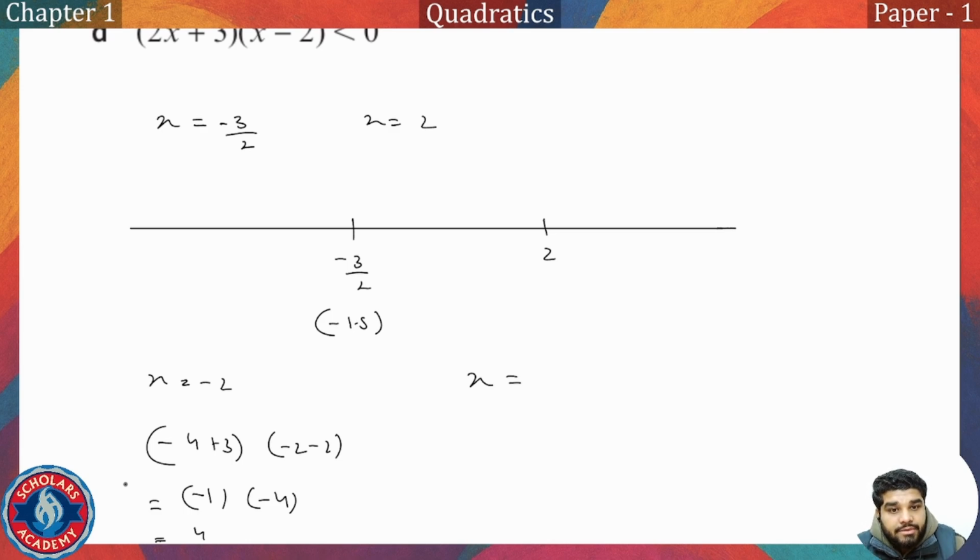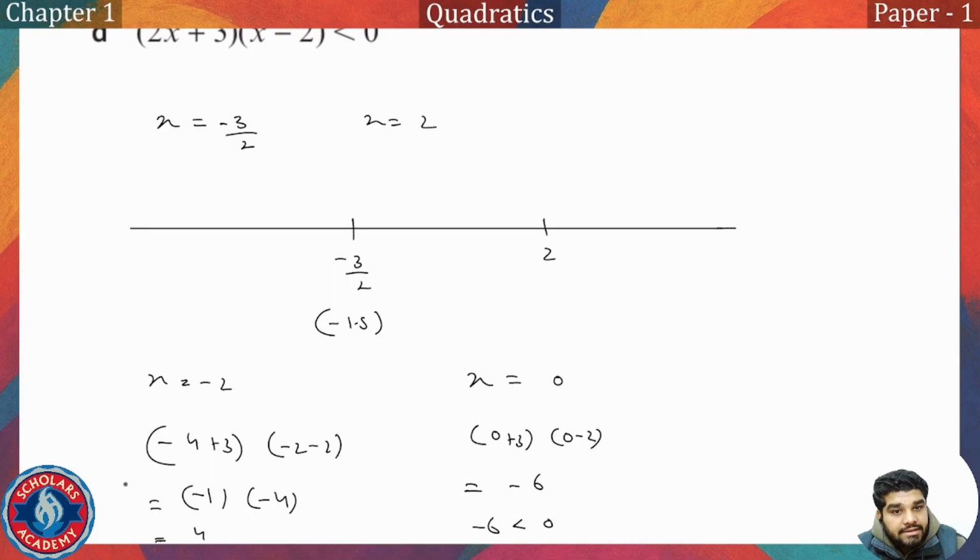X is equal to 0, in between negative 3 by 2 and 2. So if we substitute this, what we get is (0 + 3)(0 − 2). This gives us negative 6, right? And negative 6 is actually less than 0.